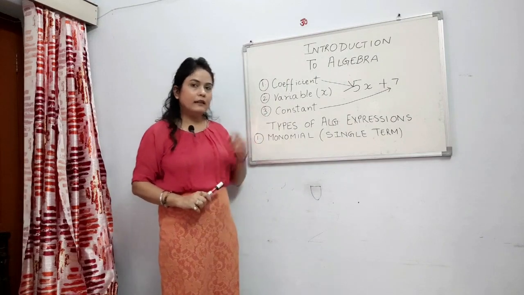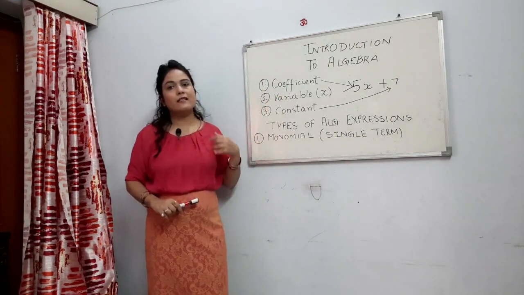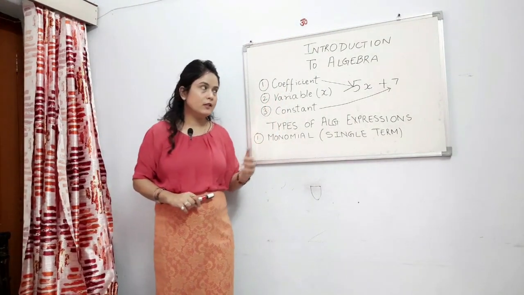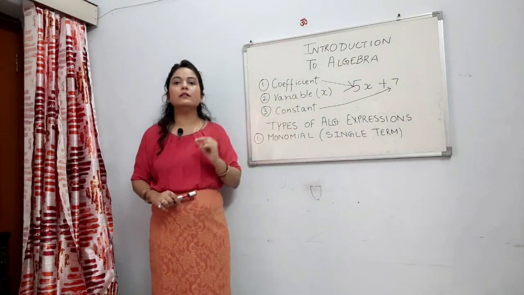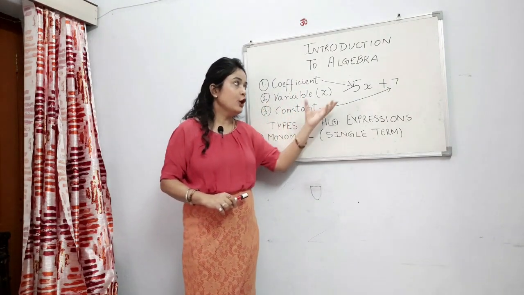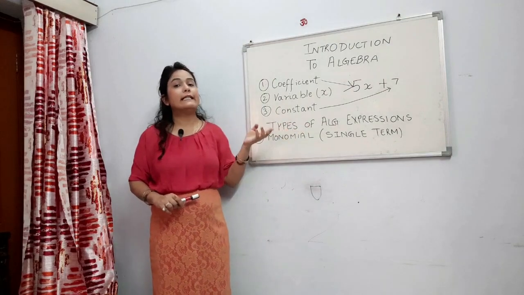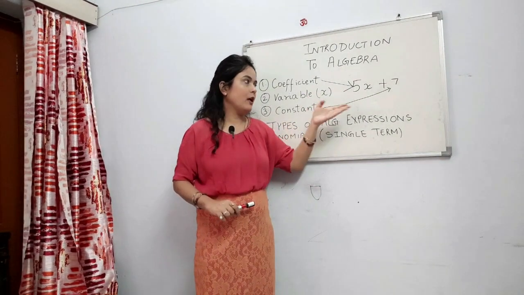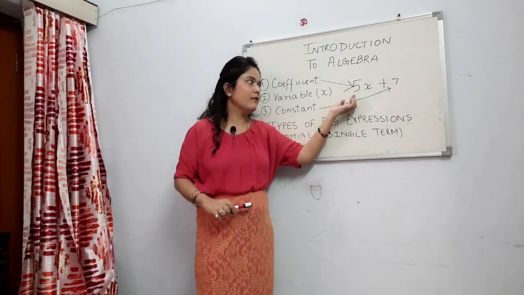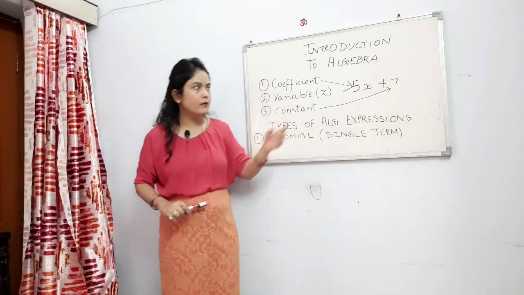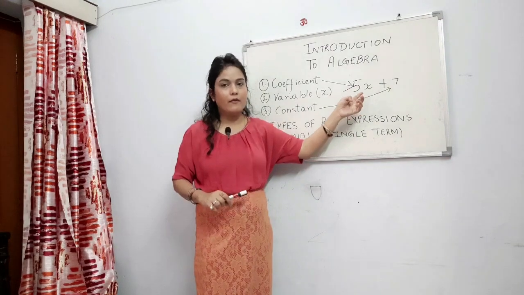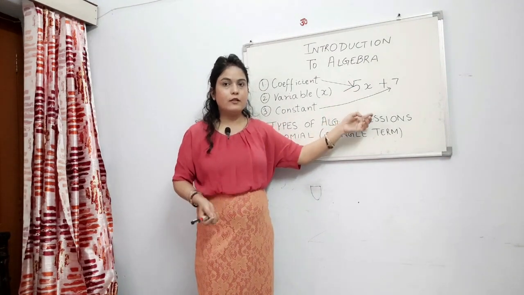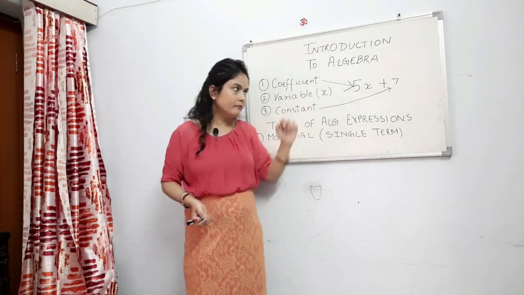Okay. Another term that I used over here is coefficient. What is a coefficient? A coefficient is a numerical value. ऐसी कोई number जो कि associated हो किसी variable के साथ. For example, in this equation 5x plus 7, 5 is a coefficient. Why? Because it is associated with a variable, with an algebraic term which is x.